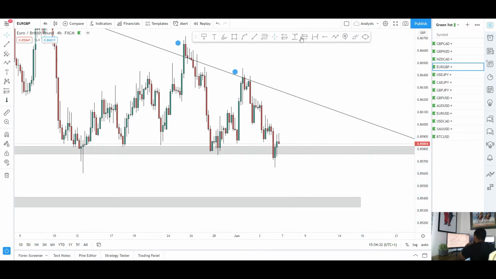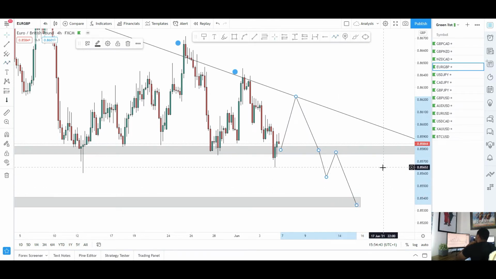So for next week, if you do see a nice push to the upside, I think it's just another opportunity to look to sell. You can look to sell up the trend line or maybe a resistance nearby, and then look to target the support again. And if you do get a break, then look to target around the 0.85400 mark.